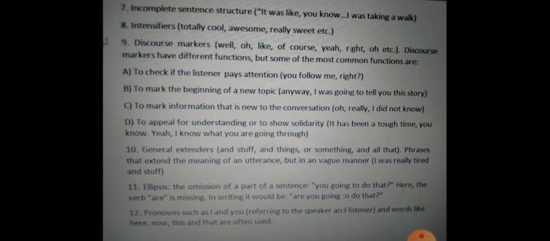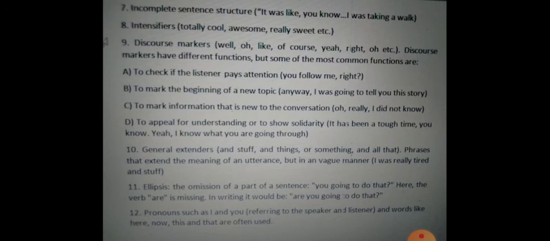Then there would be general extenders, and these extenders are the words that just fill the gap. They communicate no specific meaning or sense. They are just used in order to enhance the communication. If we want to see the examples of such words, they would be stuff and things or something and all that. These sort of words are used in order to extend the communication.